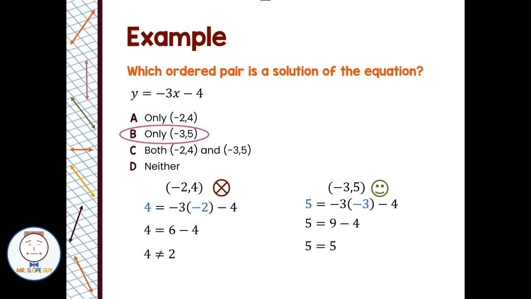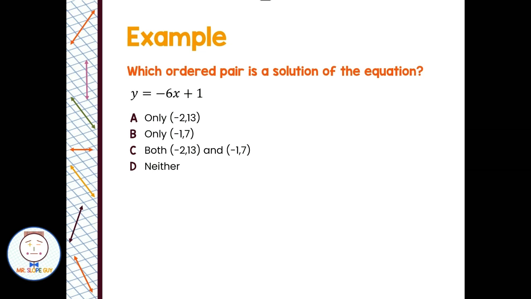All right, let's look at a new example. Same directions. Which ordered pair is a solution of the equation? And we have the equation y equals negative 3x plus 1. And we're looking at 2 points, negative 2, 13, negative 1, 7. And we want to know, do one of those points work, do both work, or do neither work?